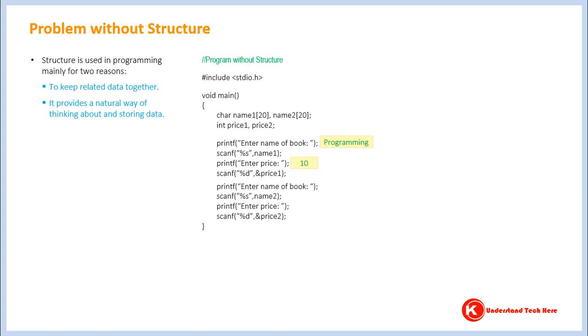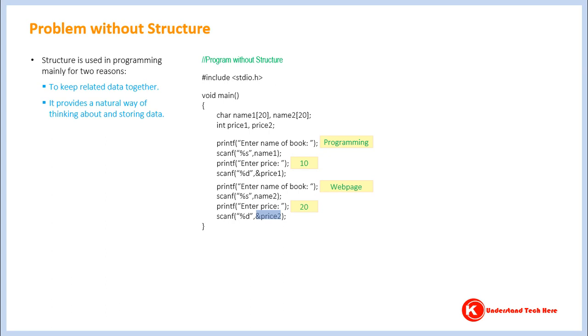Similarly, it's asking us to enter name of another book. Let's say the name of book is web page. We have stored that in variable name2. It's asking us to enter price. Let's say price is $20. We have stored that in variable price2. So name and price of two books are stored as we wanted.